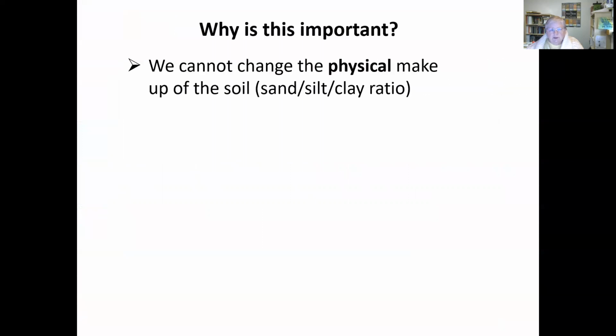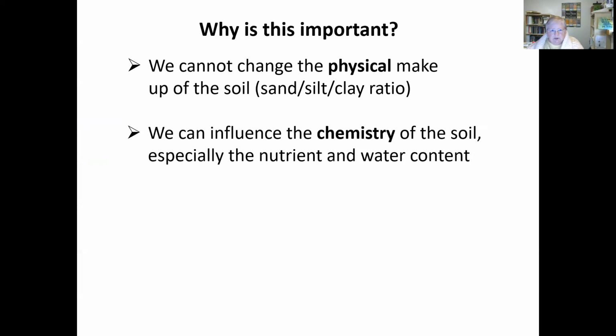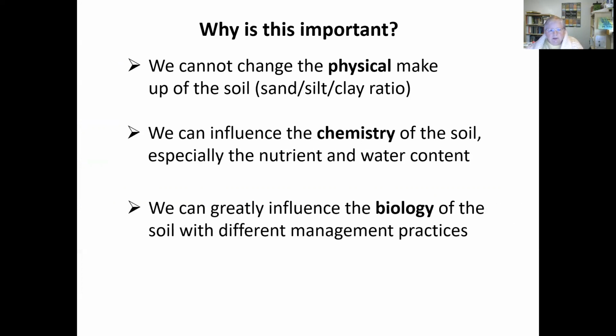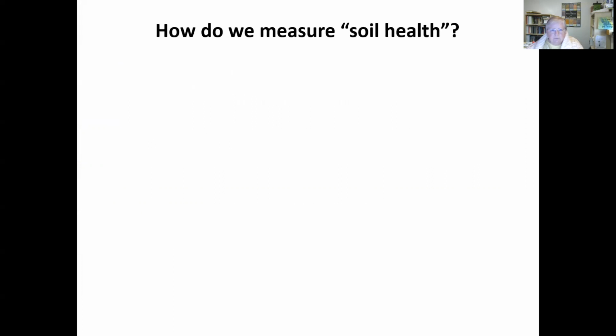Why is all of this important? Well, we cannot change the physical makeup of our soil. God gifted us with sand, silt, and clay in a particular ratio, and that's pretty much what we end up farming. We can influence the chemistry of the soil, most notably by the fertilizers that we apply and sometimes water through irrigation. But we can greatly influence the biology of the soil with different management practices. And managing the biology can improve the overall interaction between the physical and chemical components to improve the productive capacity of the soil. So how do we measure soil health?